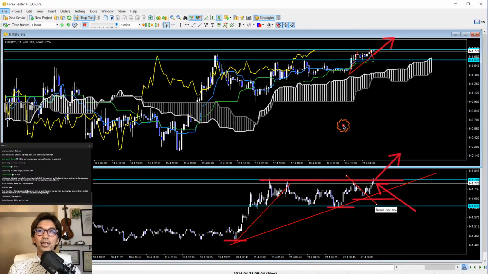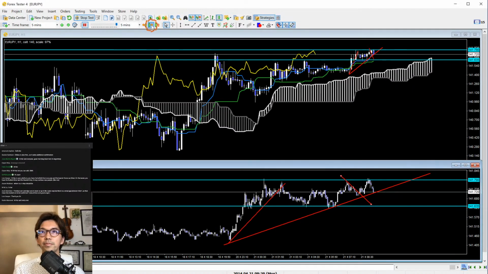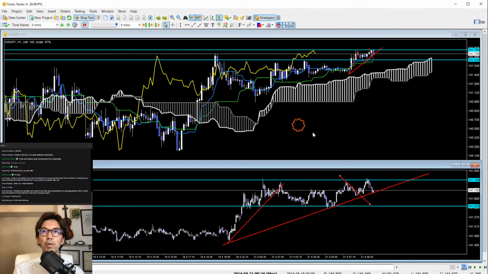All right, so let me keep running the tester a little bit more and see if there is a breakout or not. Okay, now it's coming down, right? It's coming down. So here is how I exit this position.